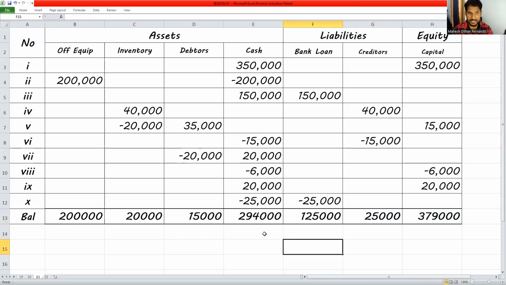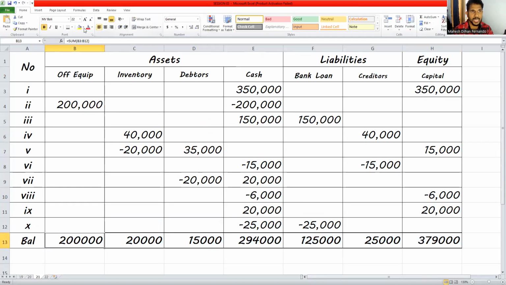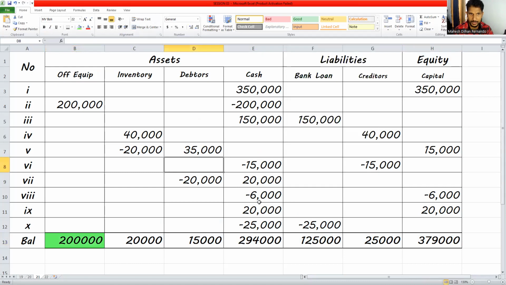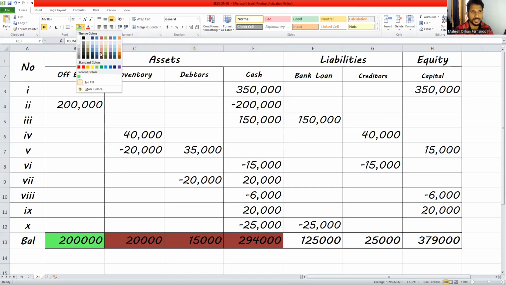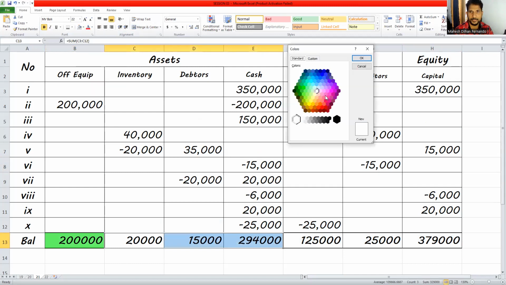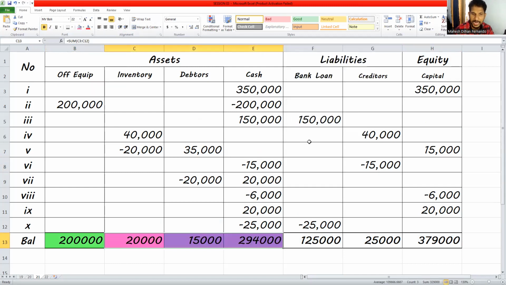So they have asked the non-current assets. These are the non-current assets of the business, right? Non-current assets, 200,000. Current assets. These are the current assets. The total of the current assets is 329,000. Sorry, these are the current assets. Inventory, debtors, cash, right? The value is 329,000. Check your answers, please.